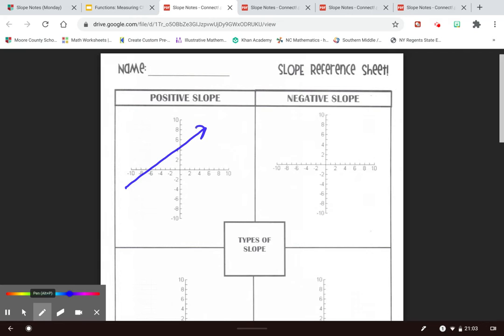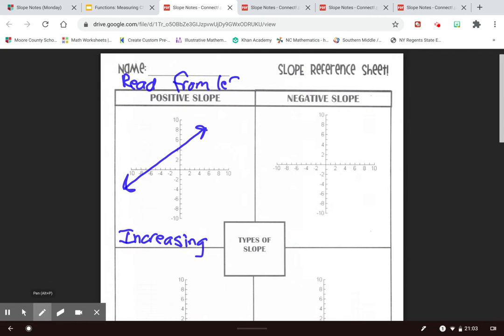So first of all, a positive slope is a line that looks like this, and it is a line that is increasing from left to right. And whenever we look at a line or the graph of a line, we always read from left to right, just like you read a book and words on a page. So from left to right, that line is increasing. And from left to right, this line here, the negative slope, is decreasing.